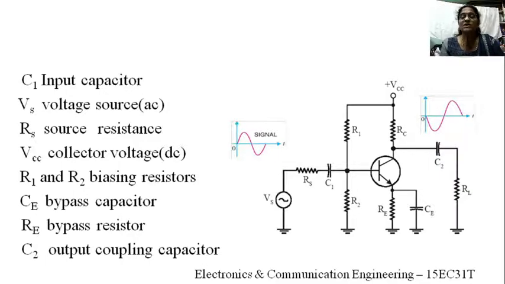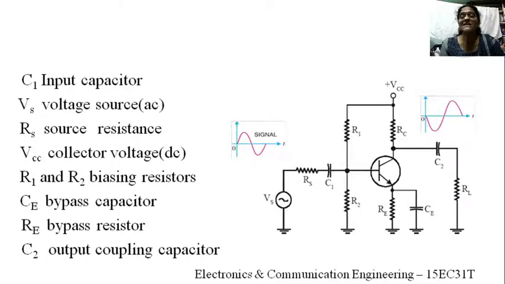If C2 is not used, what happens? Whatever DC content is present at the collector terminal is also passed through the RL, so it will affect the output voltage. Suppose you are using two stages, then RC is shunted with the input resistance of the next stage amplifier. So it will cause the loading effect, which may change the biasing of the next stage of the amplifier. Therefore we need the C1, CE and C2 components.